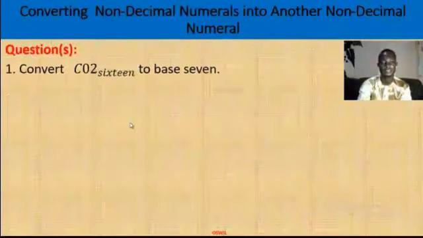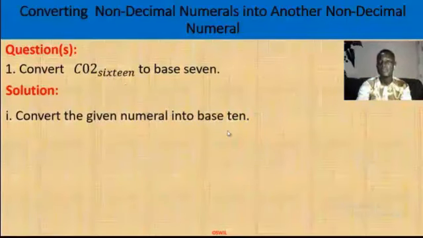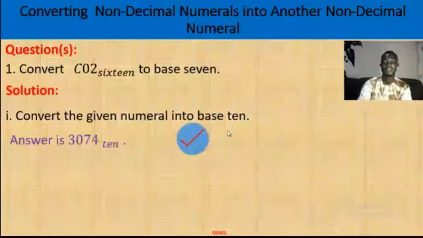Let's see our first question. Convert C02 base 16 to base 7. The solution is that, first of all, convert the given numeral, which is C02 base 16, to base 10. Pause the video and do that. Your answer would be 3074 base 10. If you had this, it's correct. So well done, bravo.